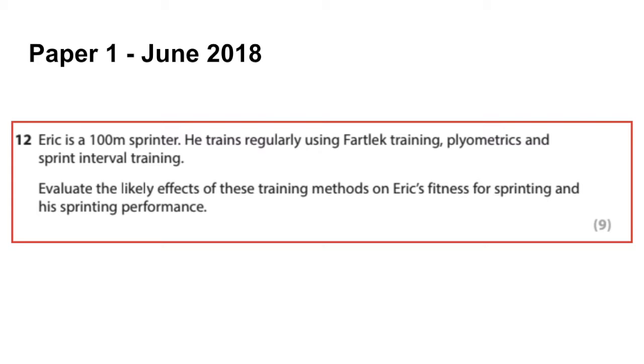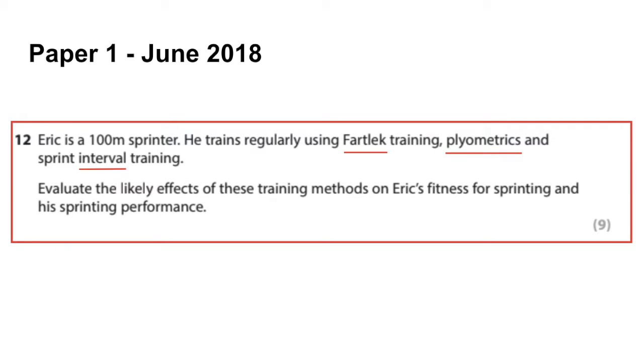Now, looking at the question we're going to go at, Eric is a 100-metre sprinter. He trains regularly using fartlek training, plyometrics and sprint interval training. Evaluate the likely effects of these training methods on Eric's fitness for sprinting and his sprint performance, and it's worth 9 marks.